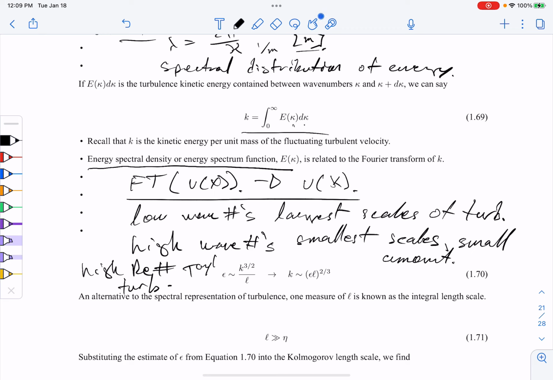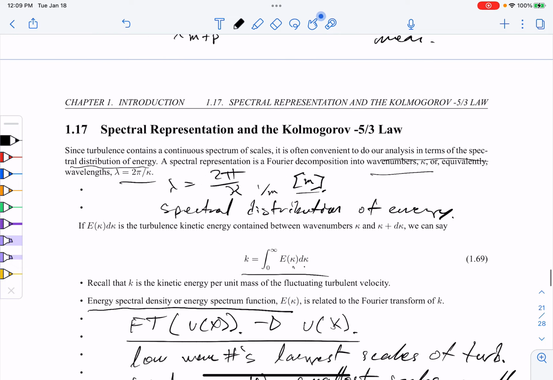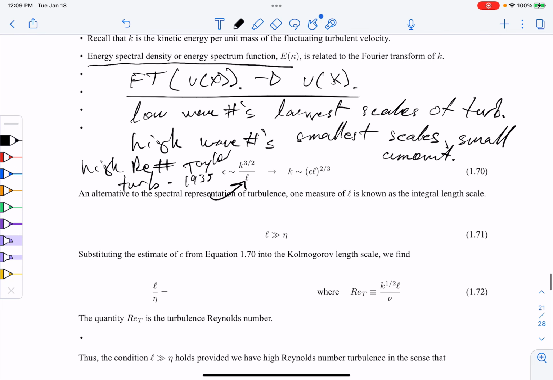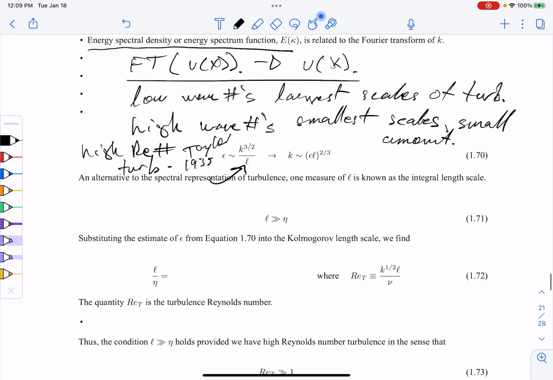Taylor, in his 1935 paper, wrote these equations. And they're very much related to the Kolmogorov scales. You can see here, epsilon will go as k to the 3/2 over L. K is turbulent kinetic energy, epsilon is dissipation. Those would be constant in these flows. And L is a length scale if it's stationary turbulence. And K, the turbulent kinetic energy, would go as epsilon times the largest length scale to the 2/3 power.